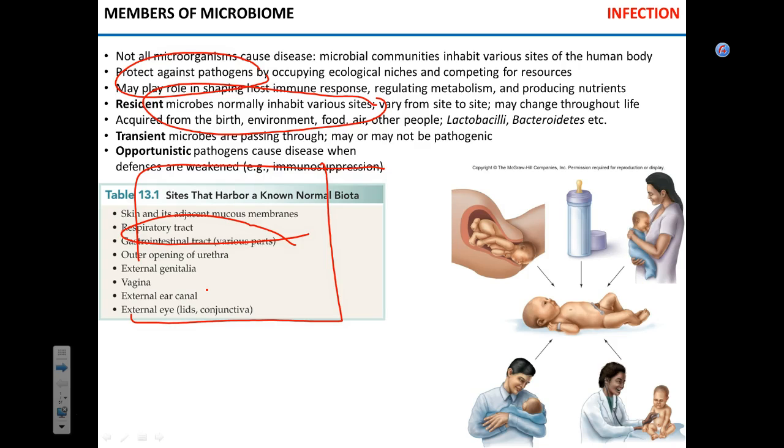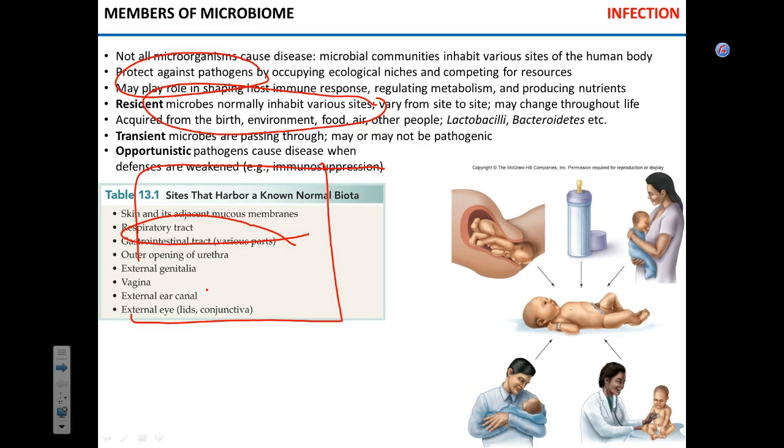Some microbes can be transient, passing through, okay? Maybe pathogenic, may not be pathogenic, okay? And some microbes can be opportunistic. Now, this is something that I want to focus on specifically. An opportunistic microbe can be normally a component of the microbiome.